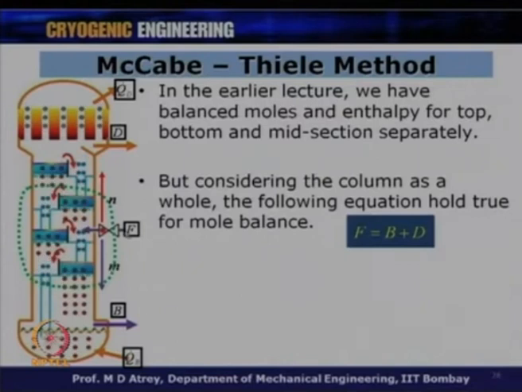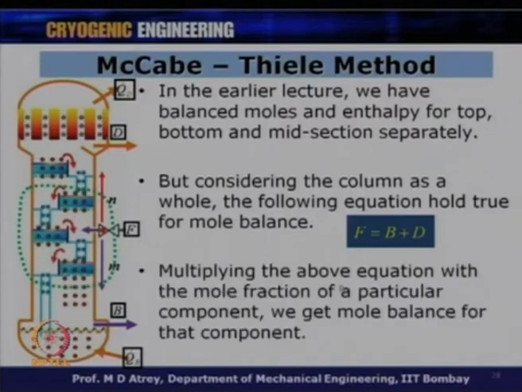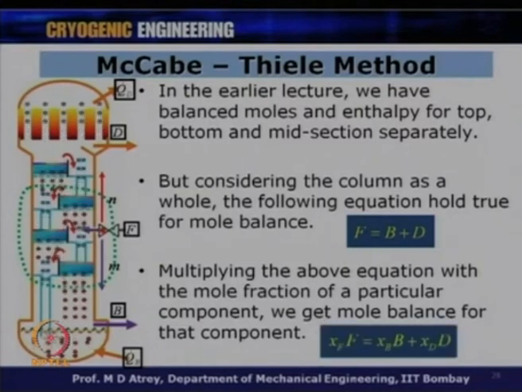So, the simple mass balance is F is equal to B plus D. Whatever feed number of moles enters, B and D are leaving. Multiplying the above equation with the mole fractions of a particular component: suppose I want to do a balance for only nitrogen or only oxygen, corresponding to that I have to multiply by the mole fraction of that component. XF into F, let us say for nitrogen, equals XB into B plus XD into D, giving you the mole balance for this component.